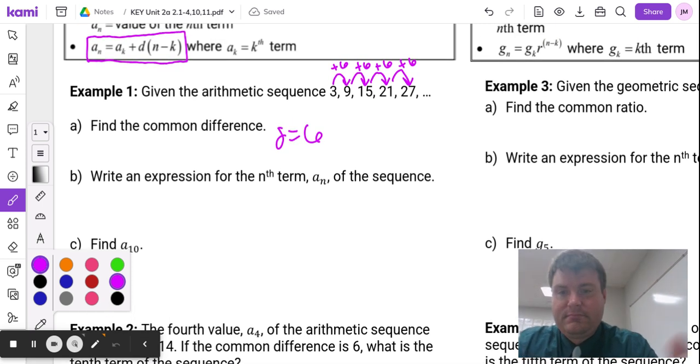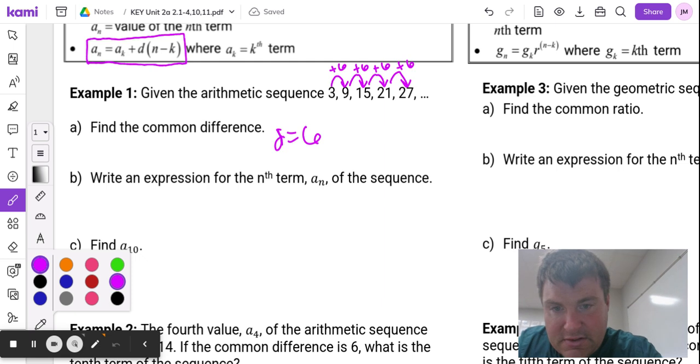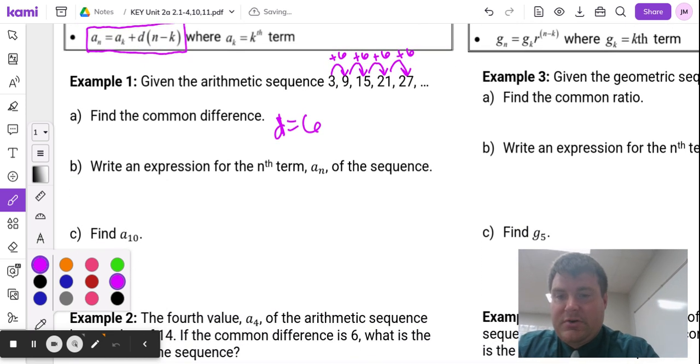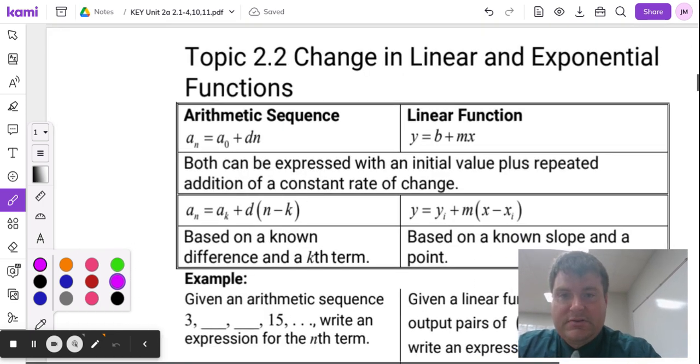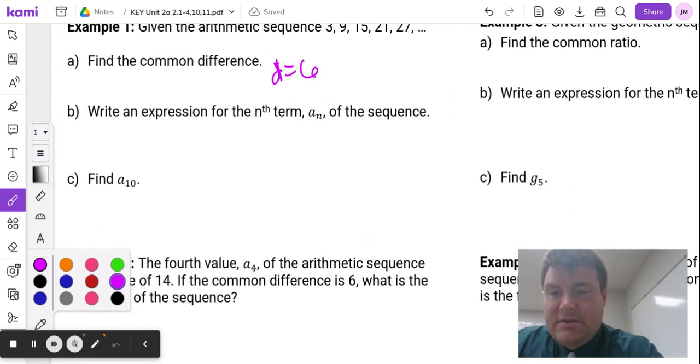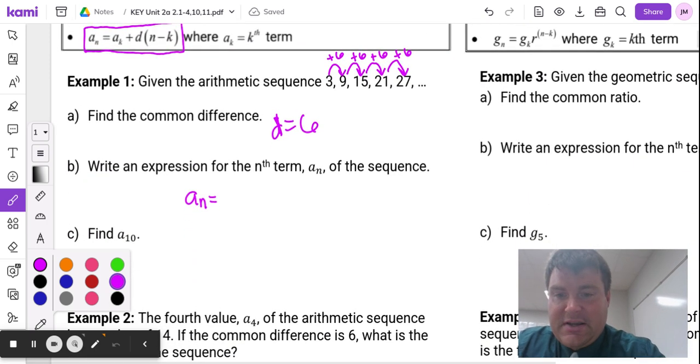Now we're going to write an expression for the nth term. I'm going to use the top formula right here. So a sub n is equal to, I'll find a sub 0 in a second, plus 6n.